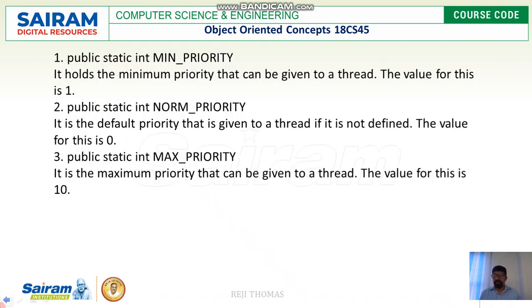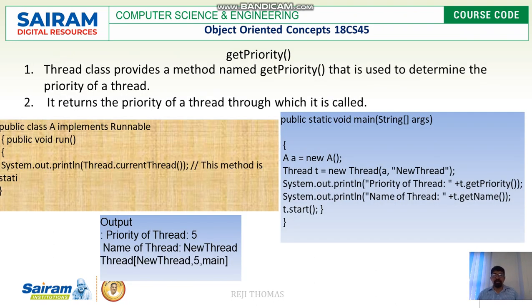So we have got three constant values. One is MIN_PRIORITY, which is going to be 1. NORM_PRIORITY is going to be 5. And the maximum priority, MAX_PRIORITY, is 10. So these are the three standard values. Now let us see how we can get the priority of a thread.